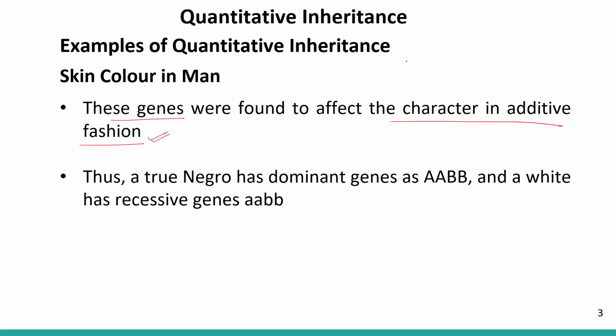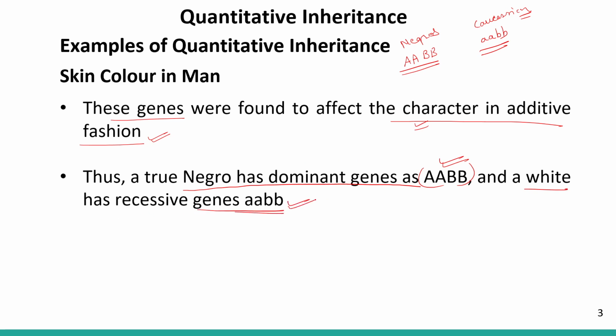Which genes? The genes present in the Negroes and Caucasian people, that is capital A, capital B in the case of Negroes, and small a, small b type in white or Caucasian people. These genes were found to affect the character in an additive fashion. Thus the true Negroes have the dominant genes, and the white Caucasians have the recessive genes.